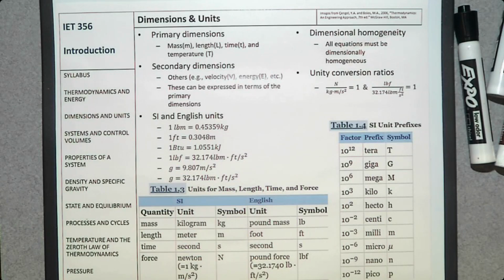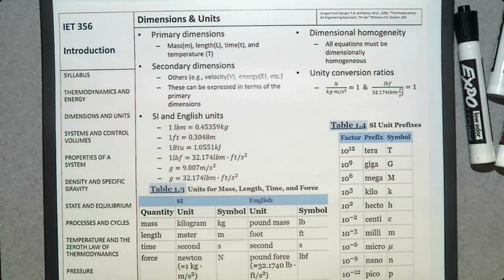So in thermodynamics, among many dimensions, we are going to use only 4 primary dimensions. They are mass, length, time, and temperature. Any dimension that we study in thermodynamics is going to be a combination of these 4 primary dimensions, like velocity, energy, force, etc.